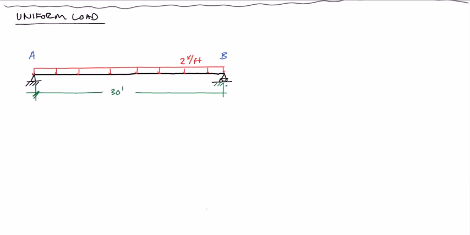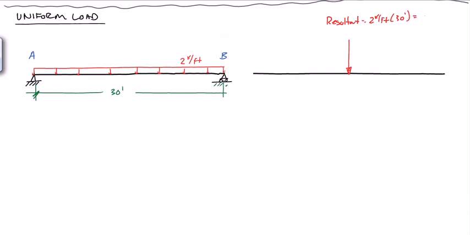You can probably guess here that since we have a total load of 60 kips on the beam and it's uniform, we're going to get an equal reaction on either end. But let's go ahead and draw this up. So the resultant is 2 kips per foot times 30 feet, which is equal to 60 kips, and that will be located 15 feet from each end. We get a vertical reaction on the left, a vertical reaction on the right. Again, it's 15 feet on both sides.